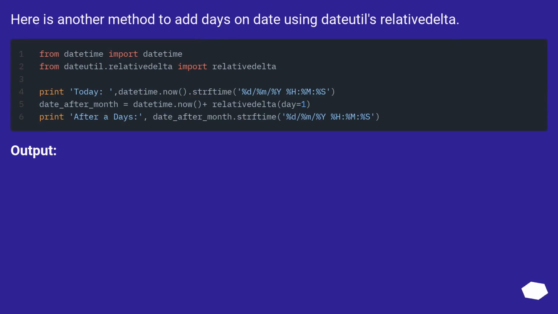Here is another method to add days to a date using dateutil's relativedelta. Output: Today, June 25, 2015, 20:41:44. After a day, June 26, 2015, 20:41:44.